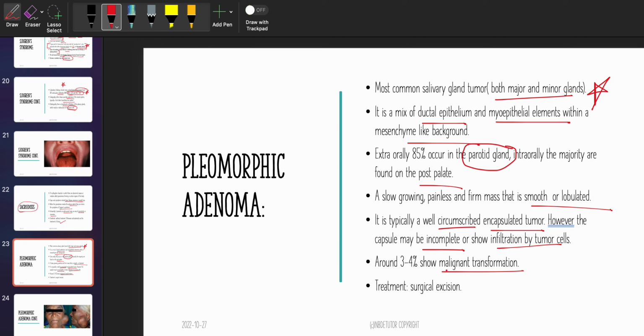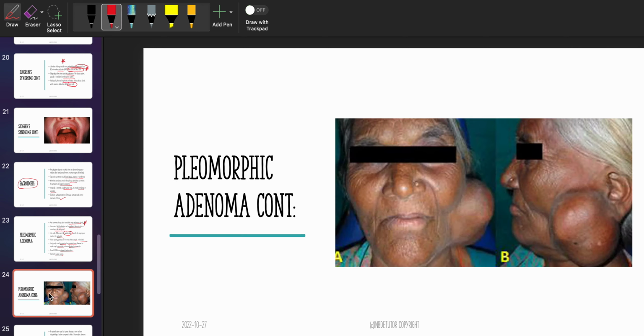So that's why some sort of malignant transformation is possible. Treatment is again by surgical excision. Now, this is another picture of the pleomorphic adenoma. Parotid gland is more commonly associated, more common in females, and it is a slow-growing enlarged mass.